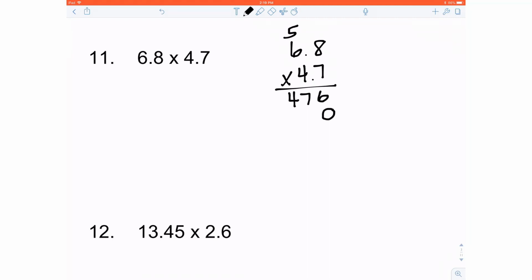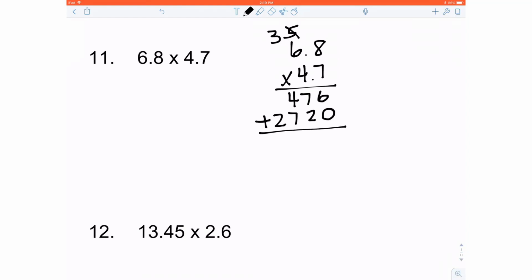And now we're going to start with our 4, multiplying with our 4. So 4 times 8 is 32. I'm going to carry a 3. I'm going to cross out the 5 so I don't confuse myself or you. And now we have 4 times 6 is 24. Plus 3 is 27.